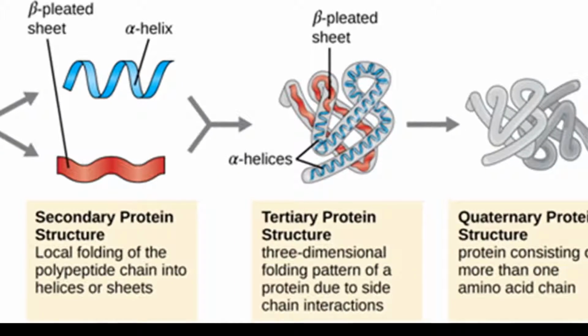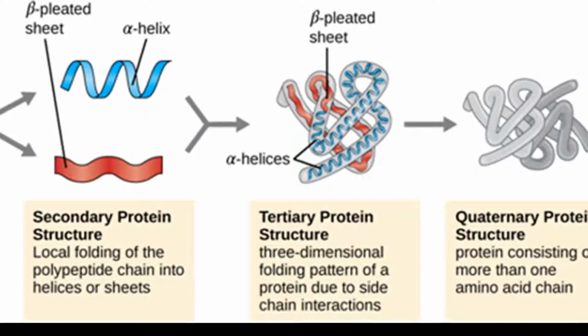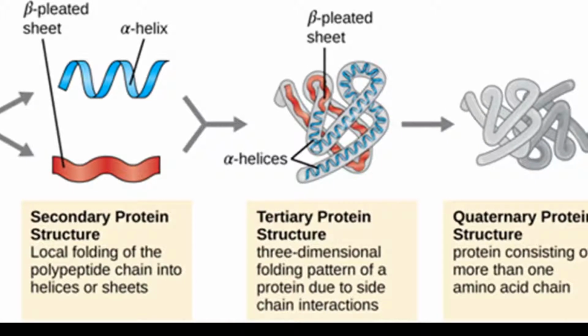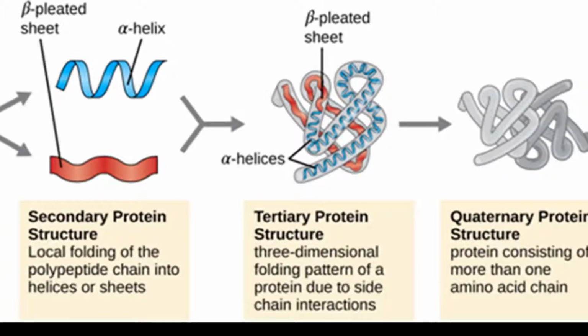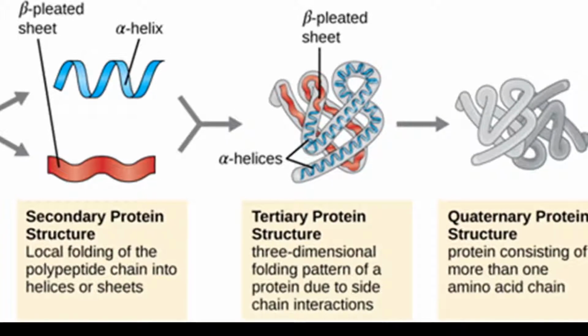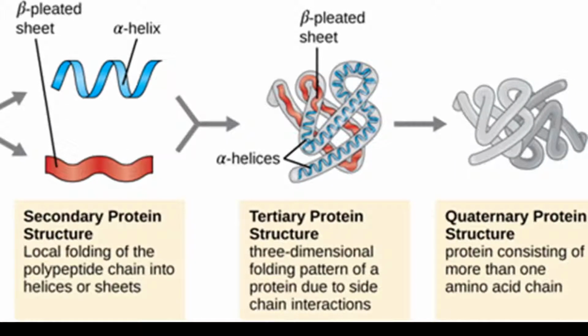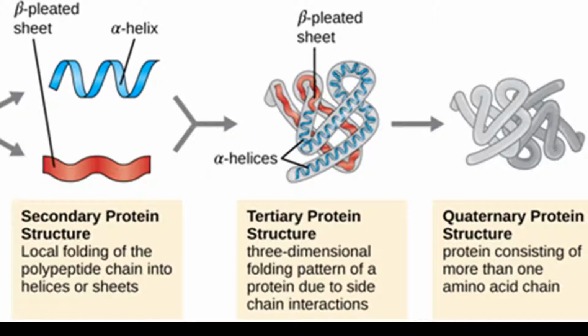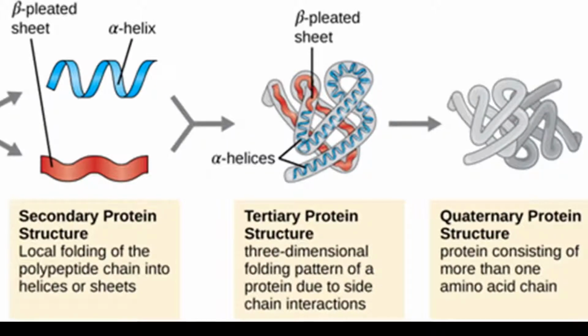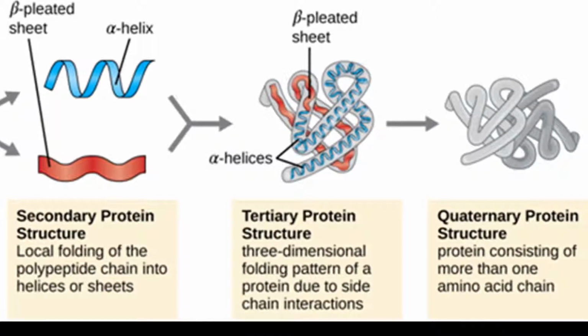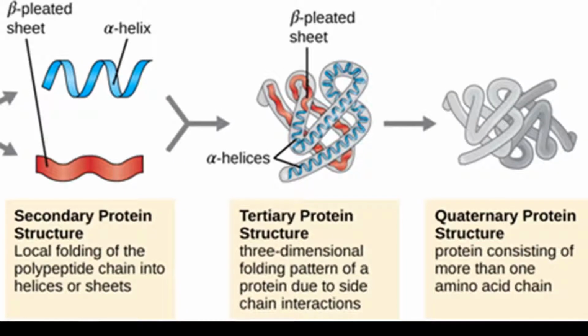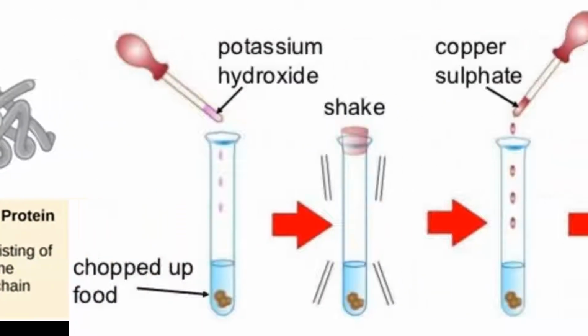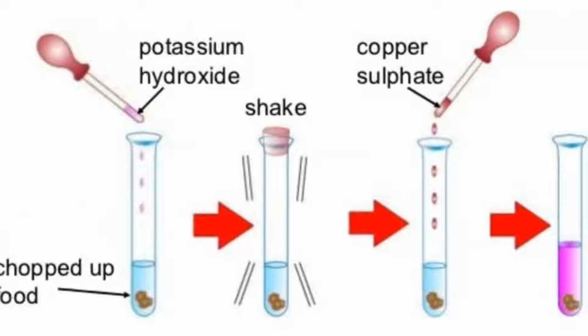Examples of this association of several polypeptides include collagen, a fibrous protein of 3 polypeptides; hemoglobin, a globular protein with 4 polypeptide chains; insulin, 2 polypeptide chains held together by disulfide bond. How do you test for proteins?